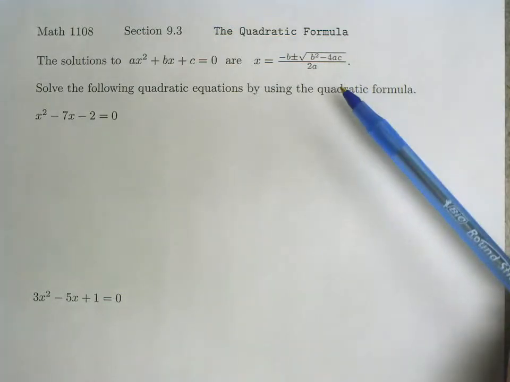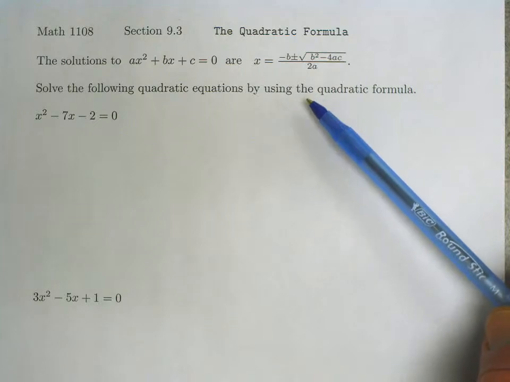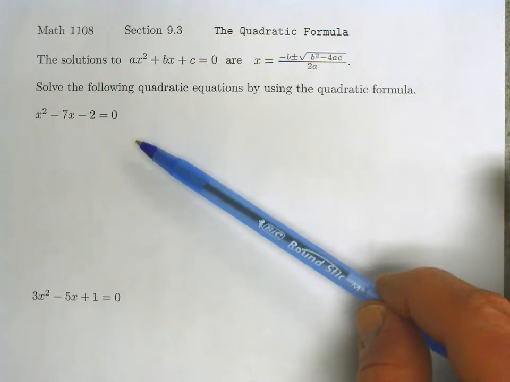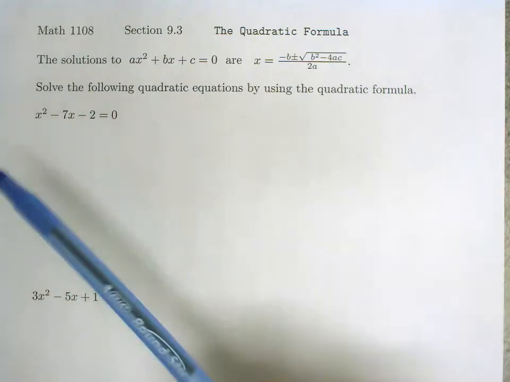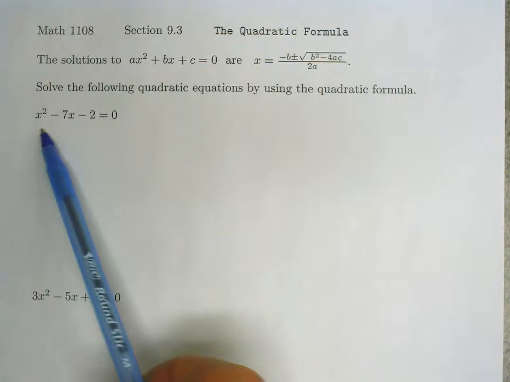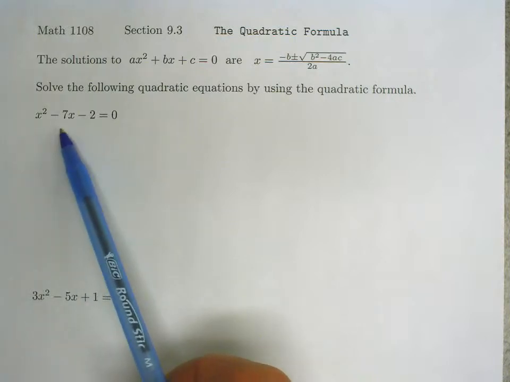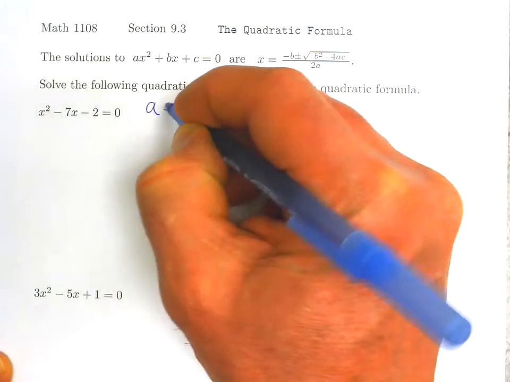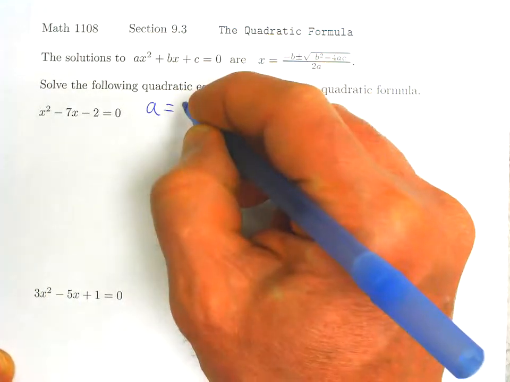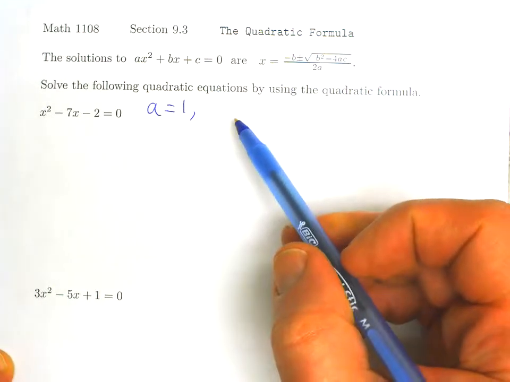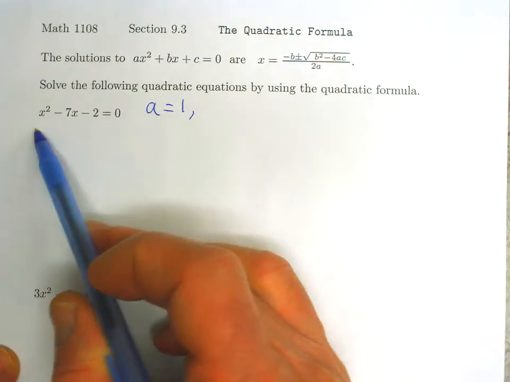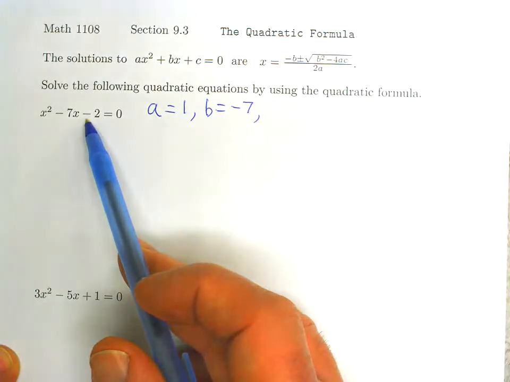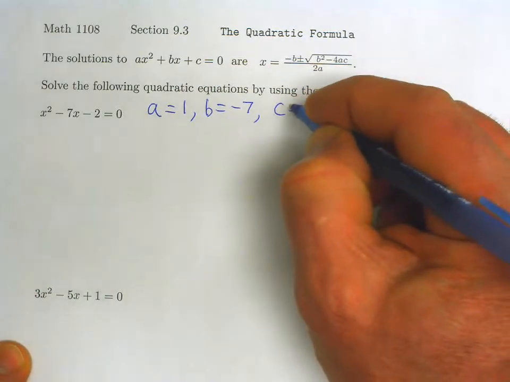Okay, before assigning the numbers a, b, and c, you have to make sure that you pick them from the right terms. If the quadratic equation is in standard form, like this one, x squared minus 7x minus 2 equals 0, then the a is the coefficient of the x squared term. So in this case, a is 1. B is the coefficient of the x term when it's in standard form. So b is negative 7. And c is the constant. In this case, it's negative 2.